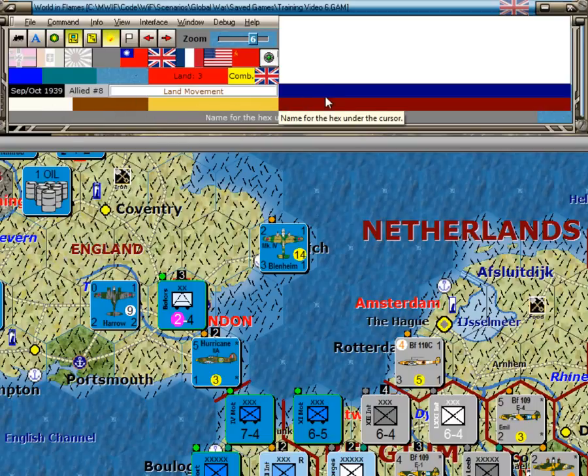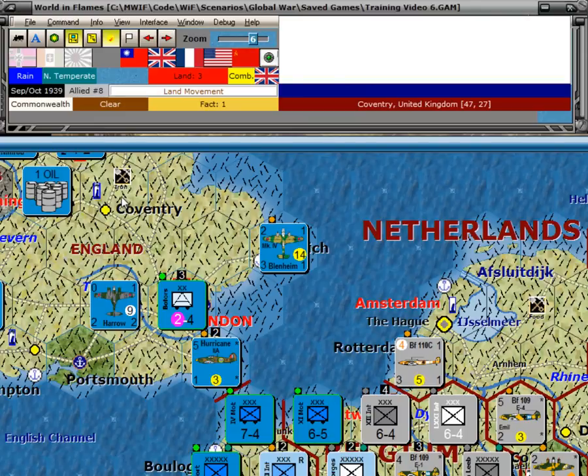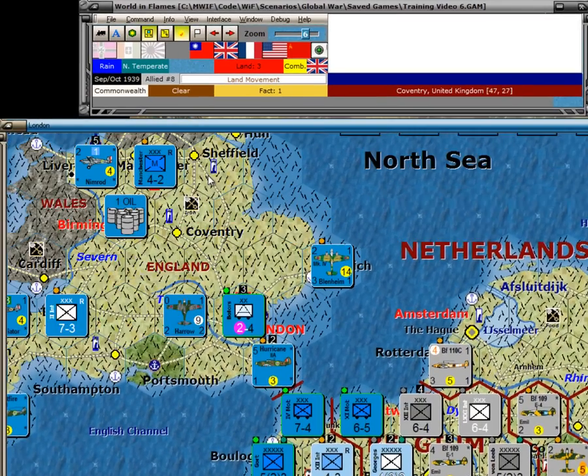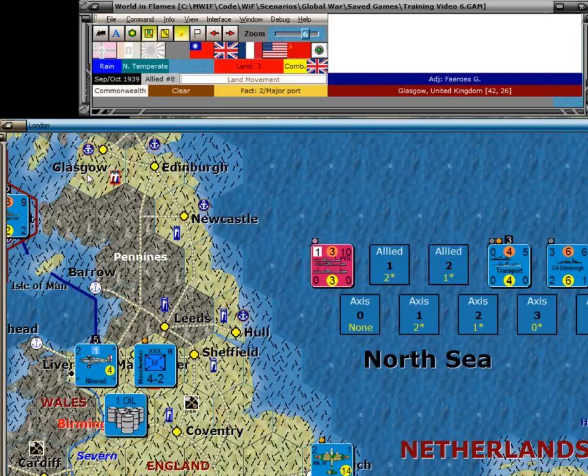The panels down here and over to the right all relate to the cursor traversing the map. So if I go down here to Coventry, the panels above show that it's controlled by the Commonwealth. It's a clear hex. It has 1 factory, and its title is Coventry in the United Kingdom. It's not adjacent to any sea areas. If I move up to, say, Glasgow, we have Commonwealth clear.